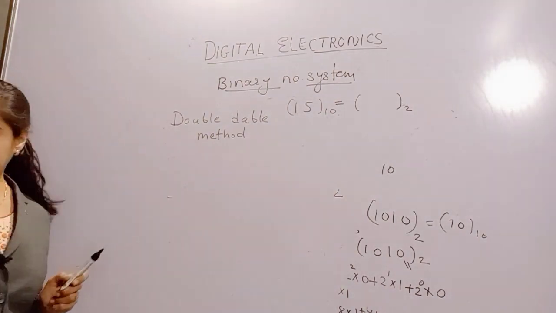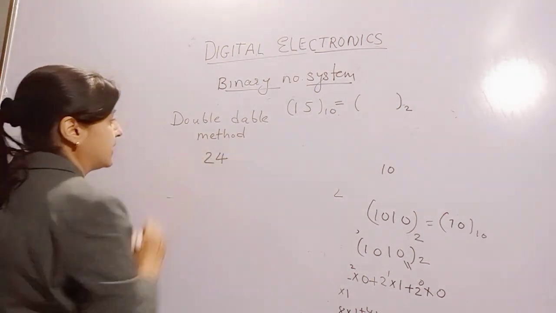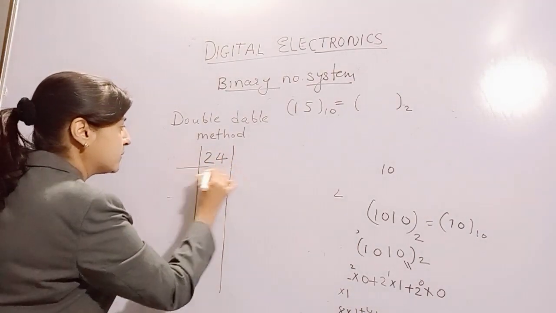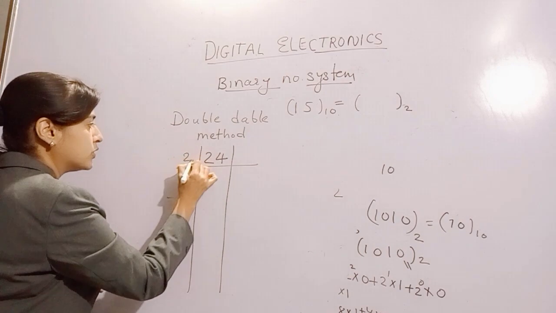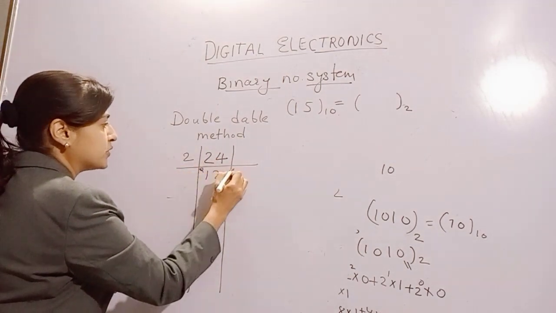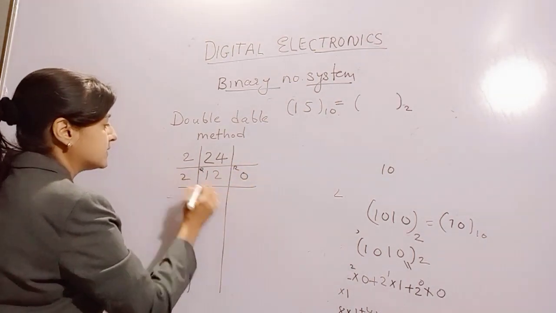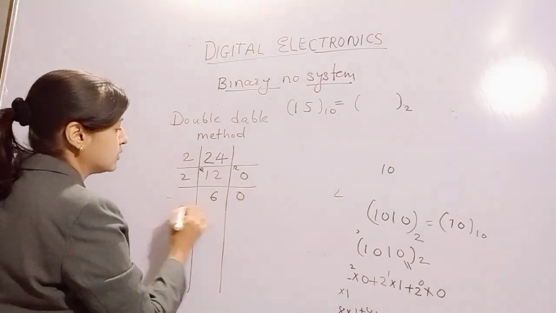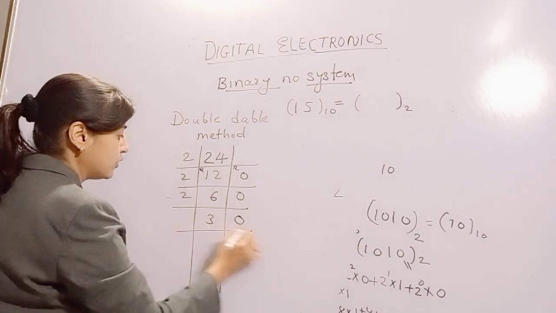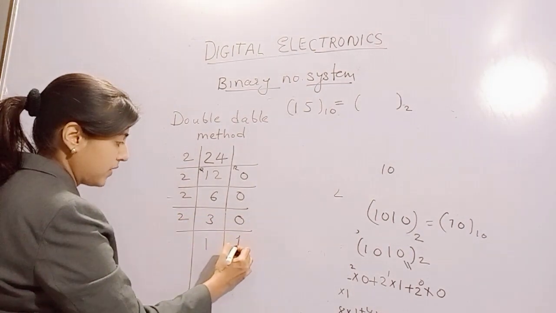For example, take the number 24. We have to follow the divide by 2 method. We have to keep on dividing the number by 2. 2 12s are 24. You have to write the quotient here and the remainder here. The remainder will be 0. Then 2 6s are 12, the remainder will be 0. 2 3s are 6, the remainder will be 0. Now 2 1s are 2, the quotient is 1, the remainder is 1.